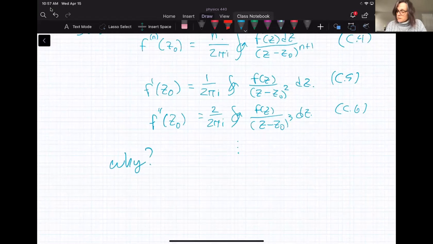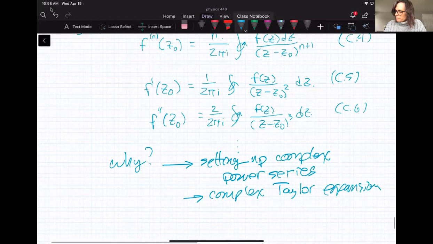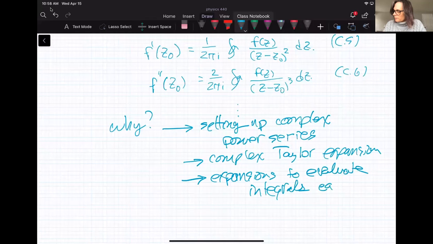Why do we care about this? One, hopefully you're seeing that this is setting up complex power series, and in particular complex Taylor expansion. And then ultimately we can use these expansions to evaluate these contour integrals more easily than what we did this morning.